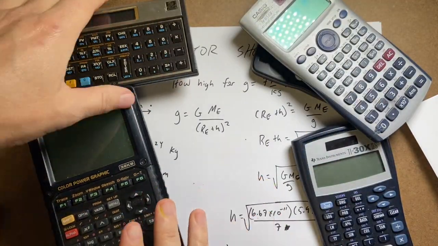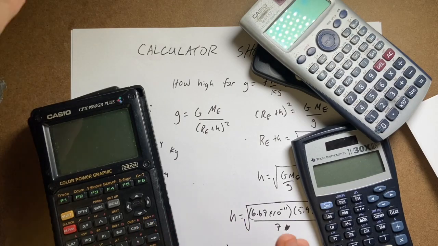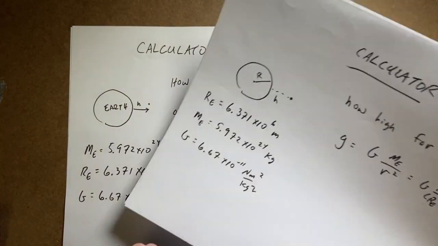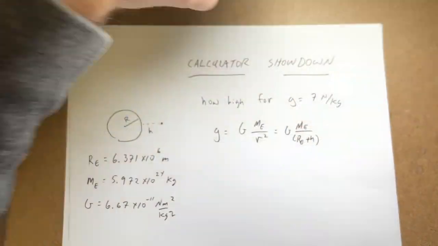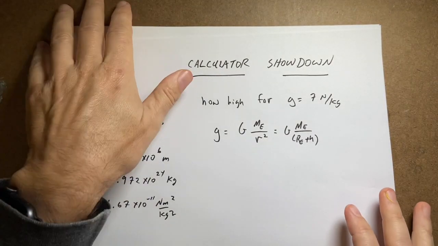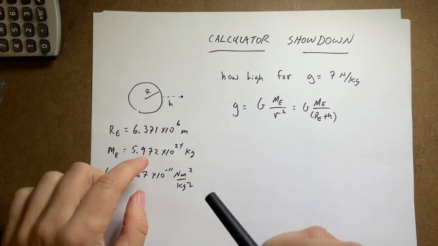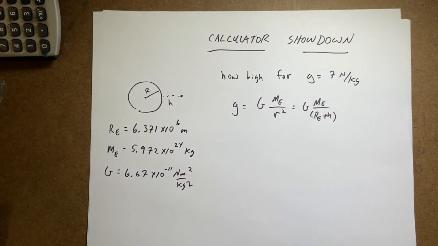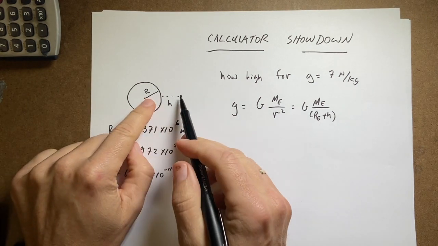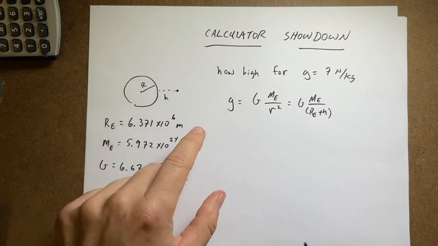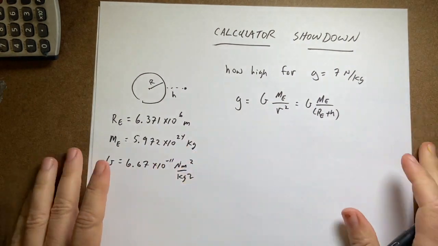So I have some other calculators. Let's just go ahead and get started with the problem. I started this before, so I'm going to start over. Here's the problem that we're going to solve. I wanted something with scientific notation in it, and so the idea was, if this is the Earth, how high above the Earth, what altitude above the surface of the Earth would you have to go such that the gravitational field is 7 newtons per kilogram?